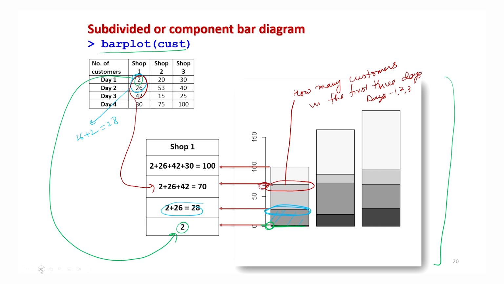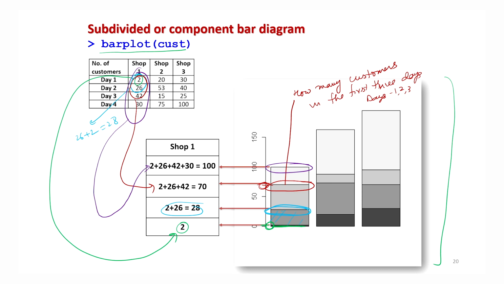And after that, what is happening? How many total number of customers have visited the shop 1 in the first 4 days? So this is the sum of all 2, 26, 42 and 30, and this is plotted here like this. So this is how this subdivided bar diagram is created.